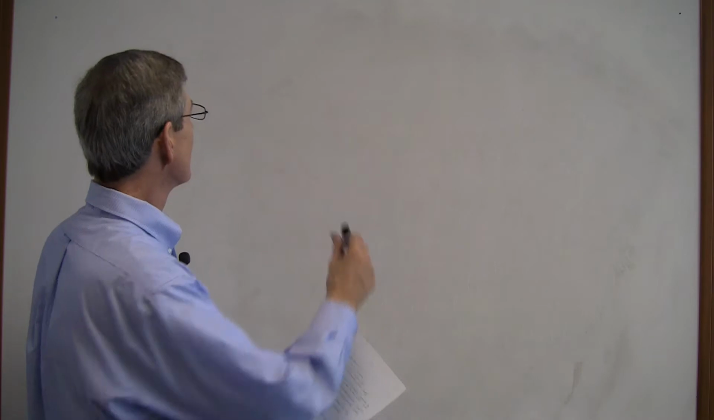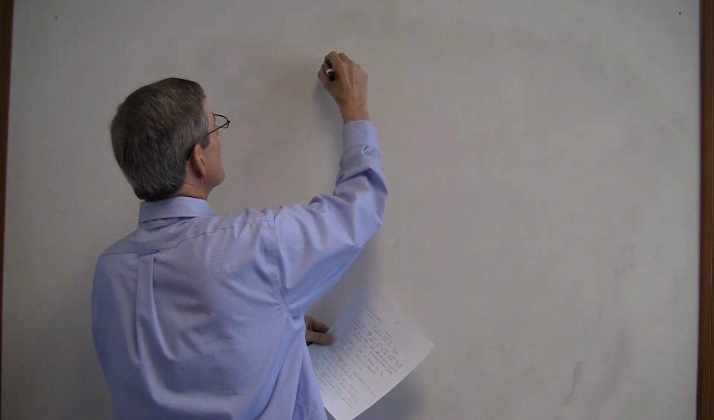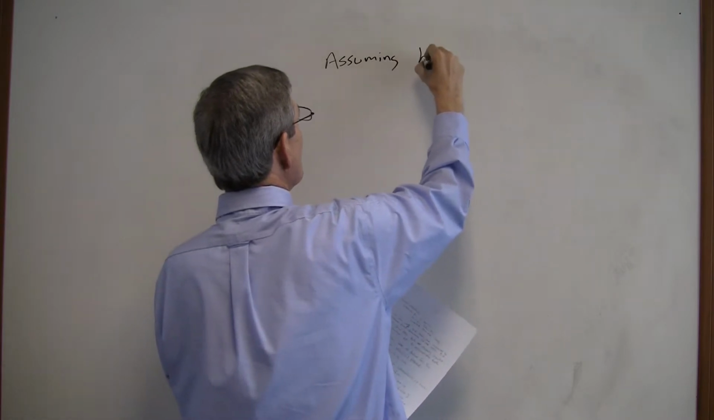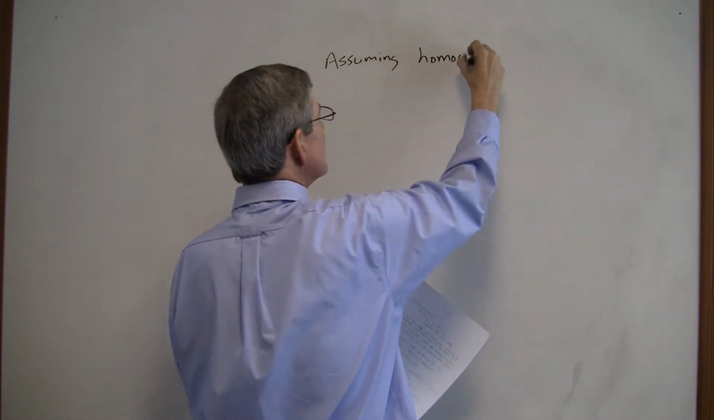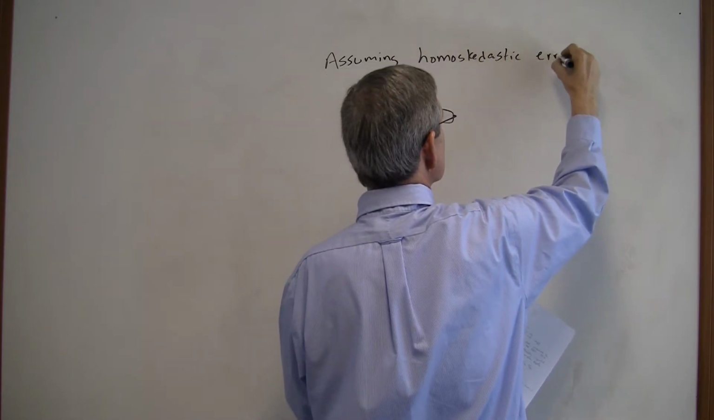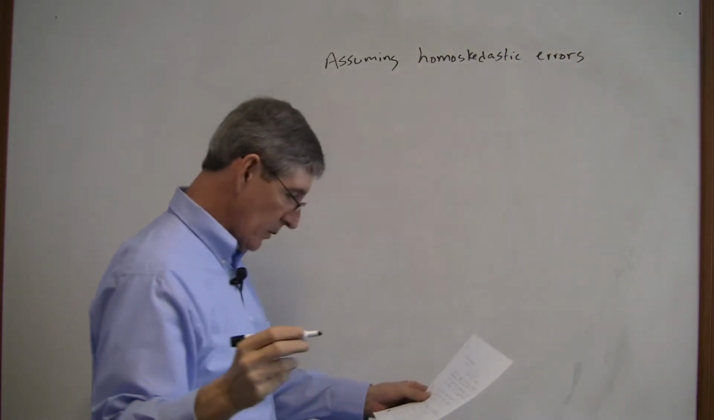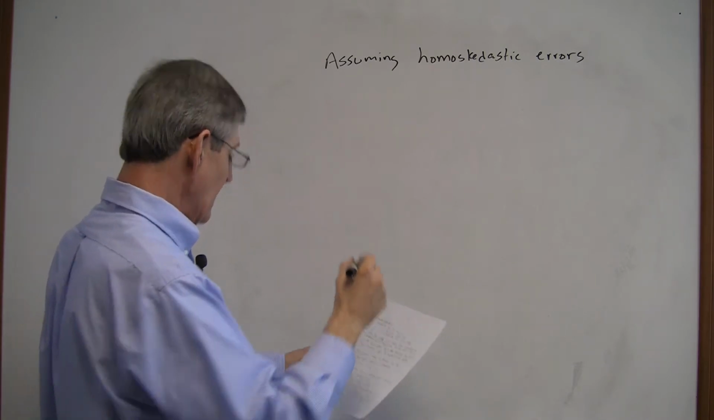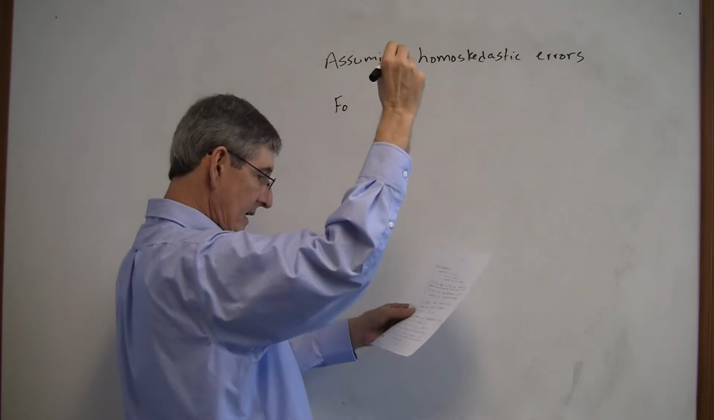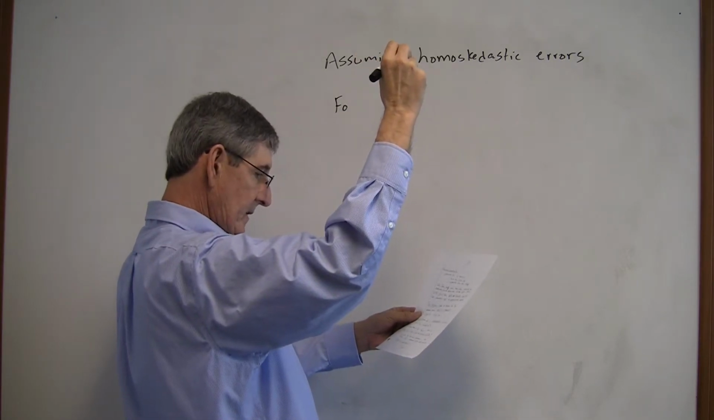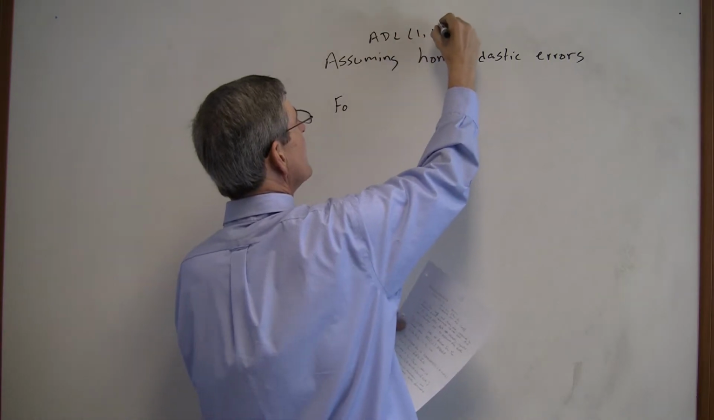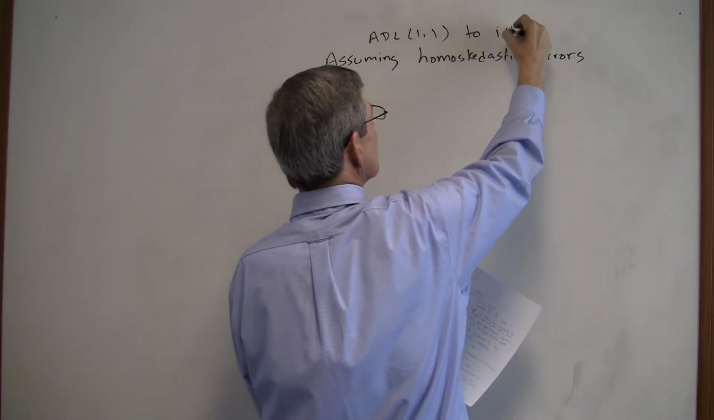So assuming homoscedastic errors, we need that assumption for what we're going to do. The forecast, so let's use an ADL 1-1 to illustrate.